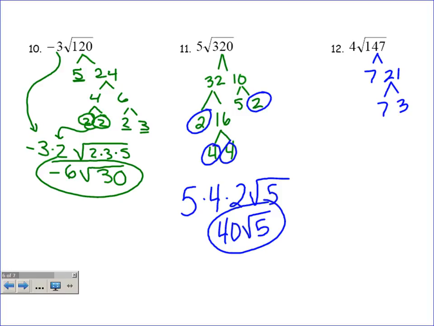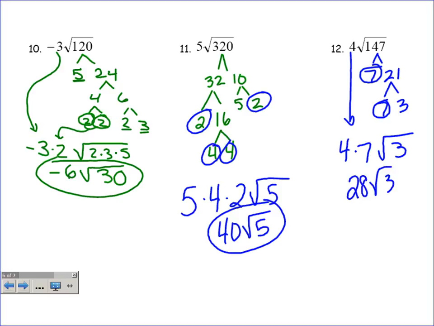Okay, there's already a 4 on the outside, so I leave that out there. Are there any pairs? 7. 7. Okay, anything left over? A 3. What's 4 times 7? 28. How do you pronounce this, Riley? 28 times the radical 3.